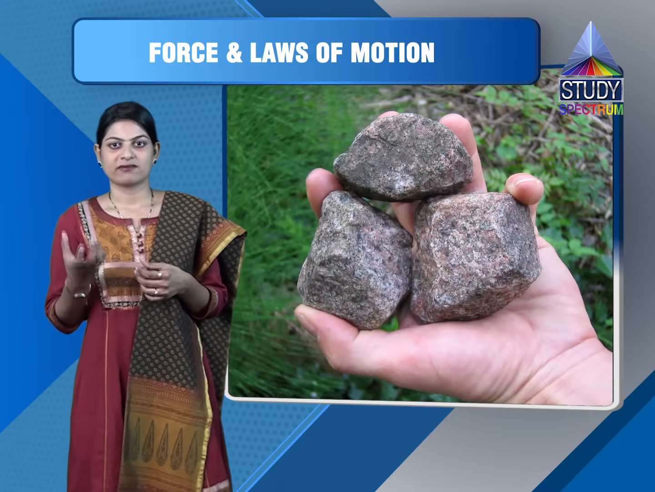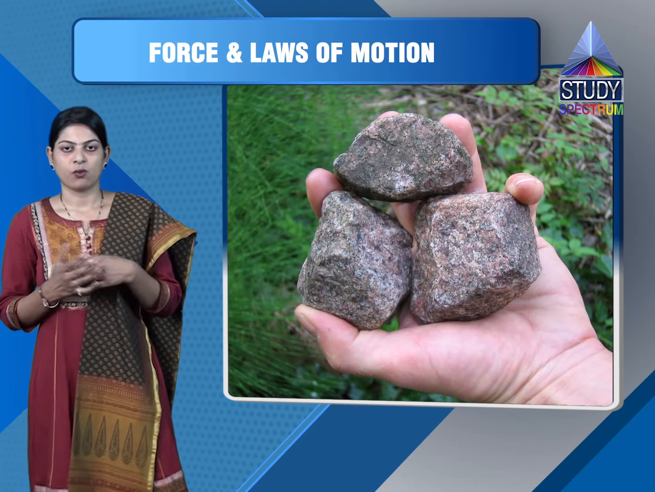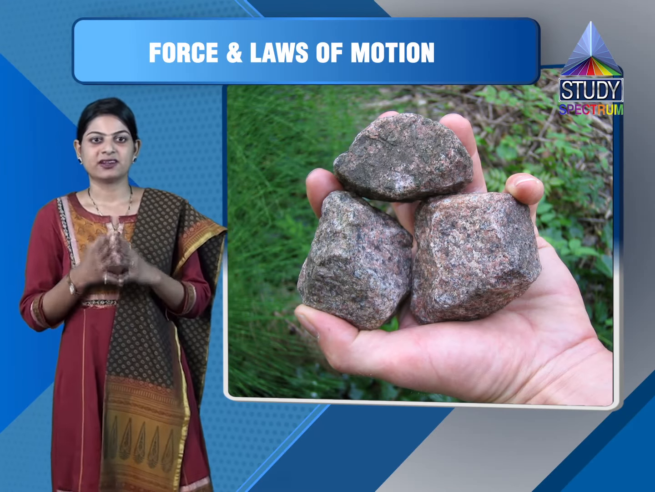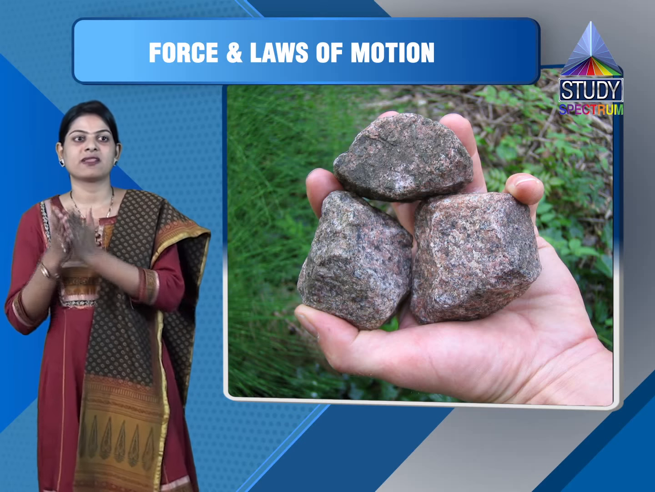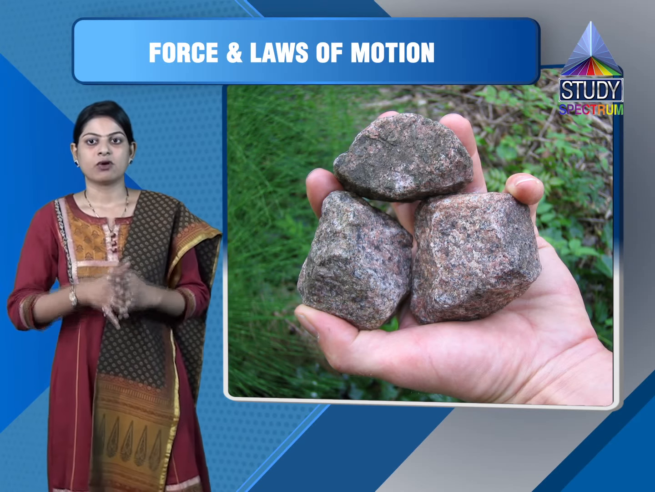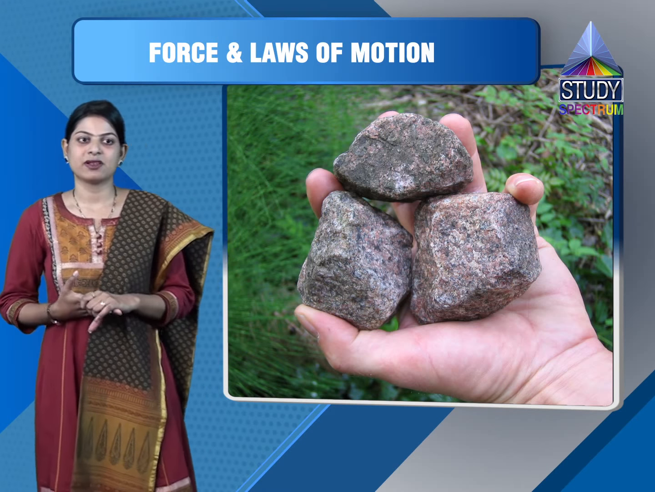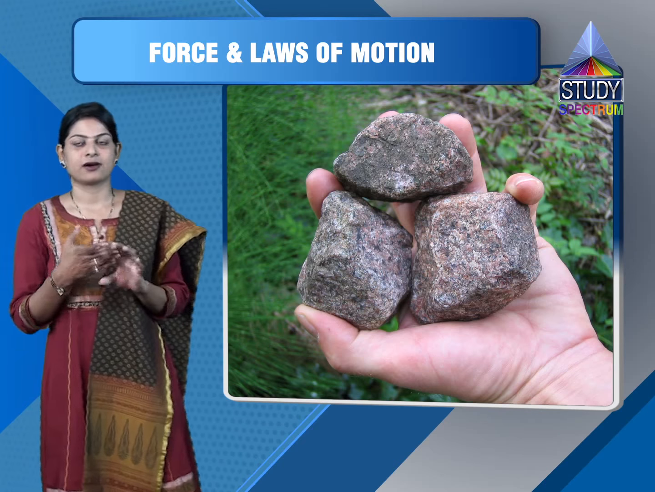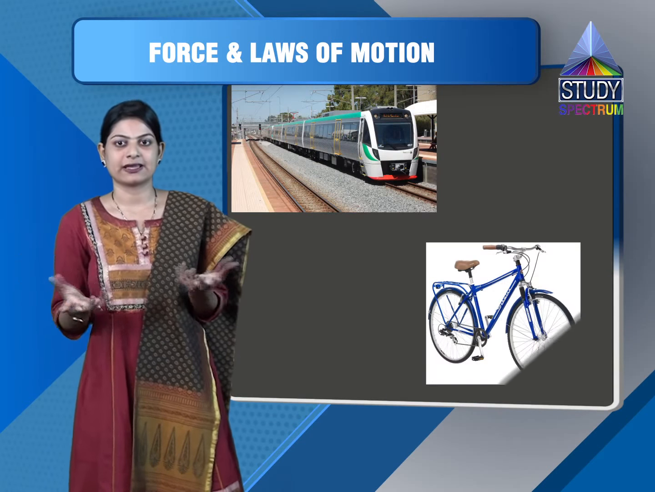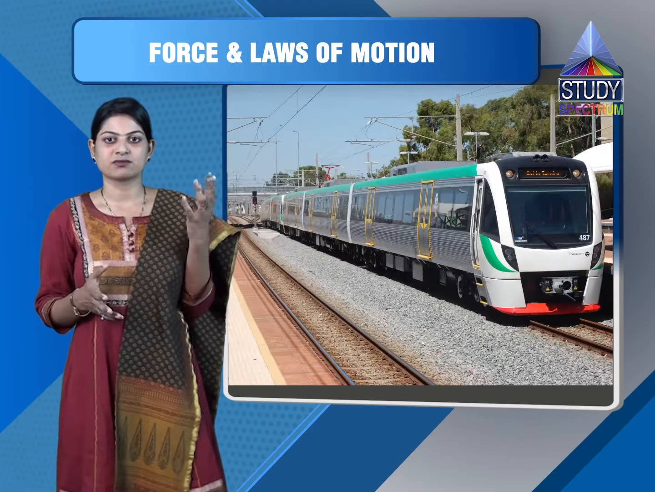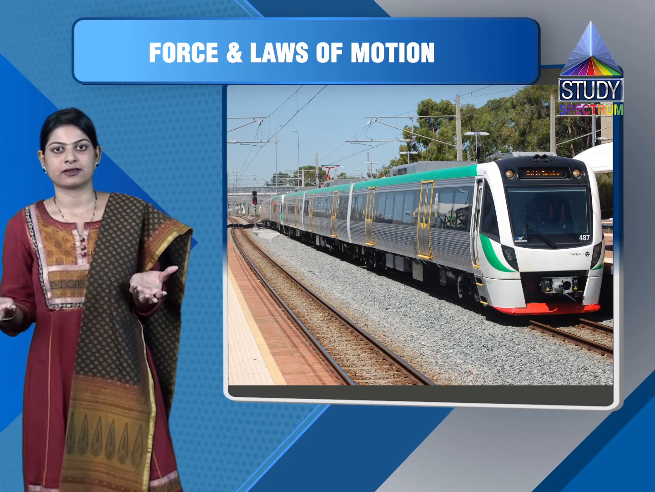A stone will have more inertia. Why? Because inertia of a body depends on the mass of the body. More the mass of the body, more will be the inertia. Another example to explain is we can take a train or a bicycle. A train has more inertia than a bicycle.